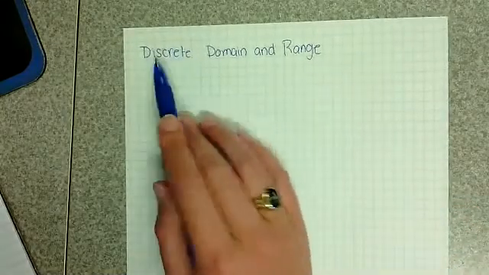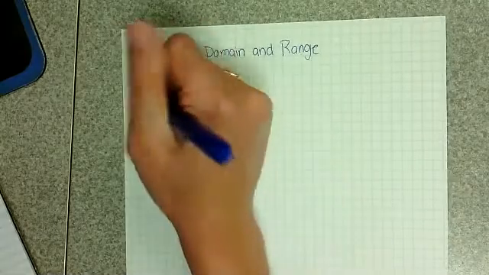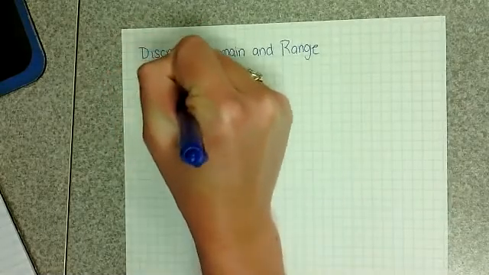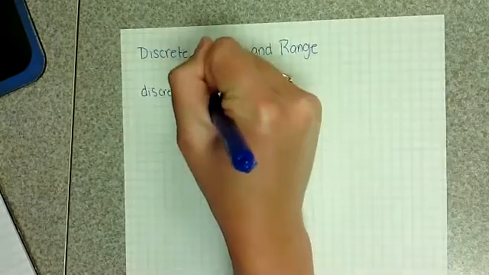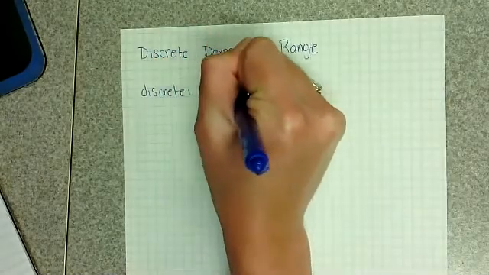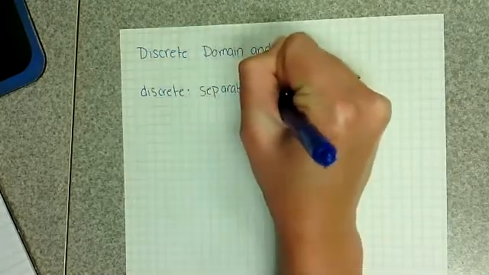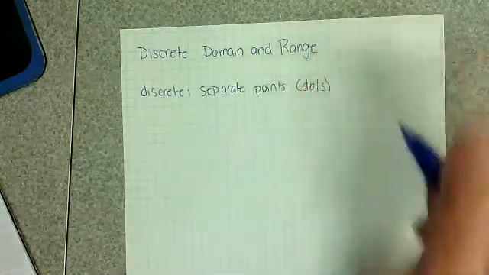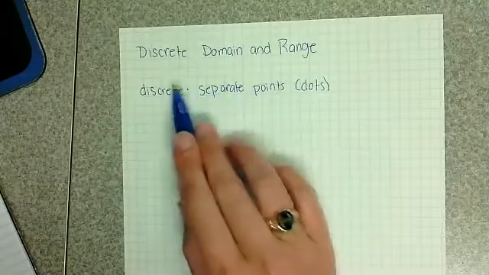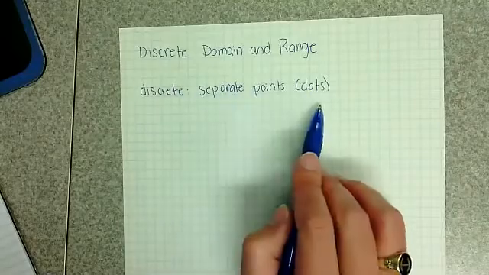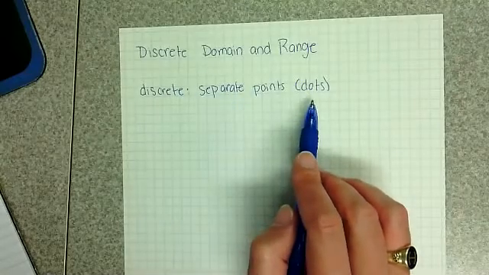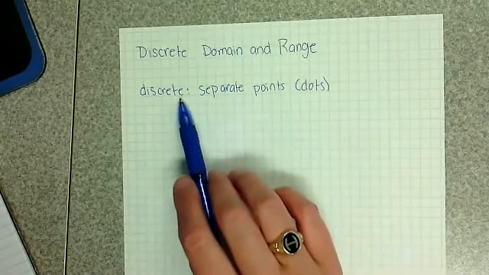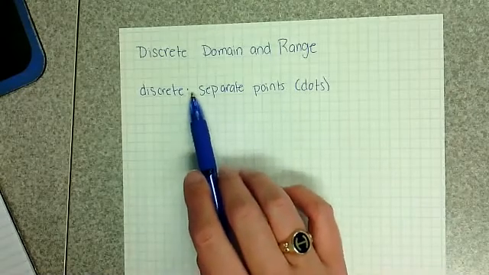Since this is the new word, we're going to start with a little bit of vocab again today of what discrete means. So discrete means separate points, or dots. I like to say dots because discrete, dots, they both start with D. So here's my definition. Go ahead and put that down for me in your notebook. And discrete is a way to describe graphs.